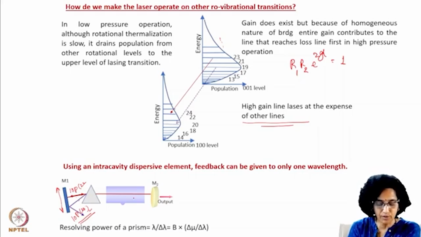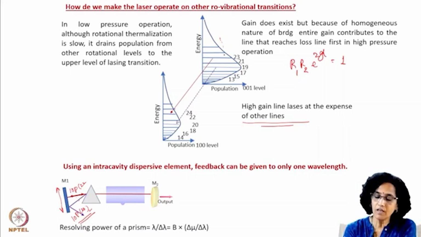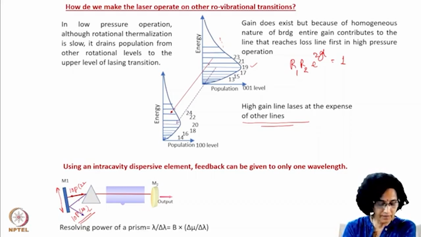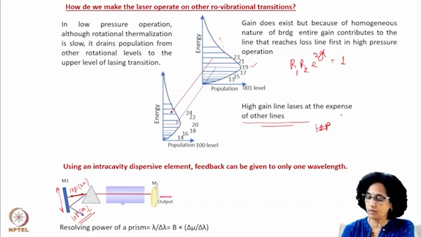You have a cavity for 10P22. So with this population inversion, when pumping is further continued and population inversion reaches the threshold, although there is 10P19, the population in 10P19 may be higher, but because it is not allowed to lase, the other line, that is 10P22, that means it comes from J equal to 21 to 22, right? This is 10P22.